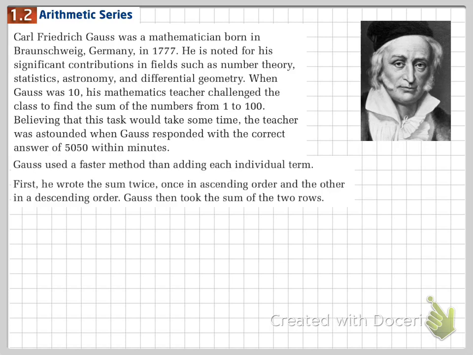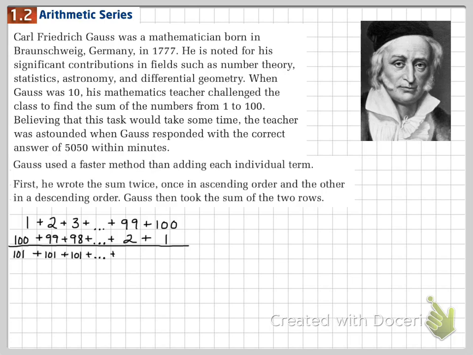First, he wrote the sum twice, once in ascending order and the other in descending order. Gauss then took the sum of the two rows, which was 101 plus 101 plus 101, 100 times. And he realized that since he had twice too many numbers now, he could divide that by 2, and 100 times 101 divided by 2 is simply 50 times 101, which is 5,050.